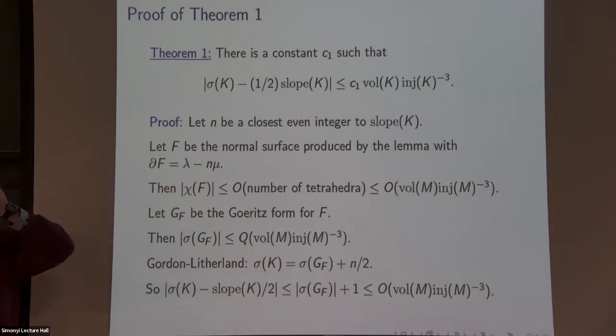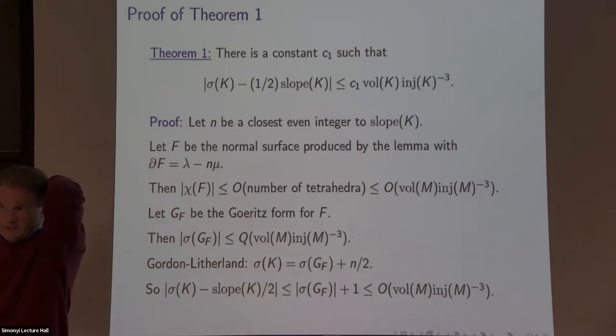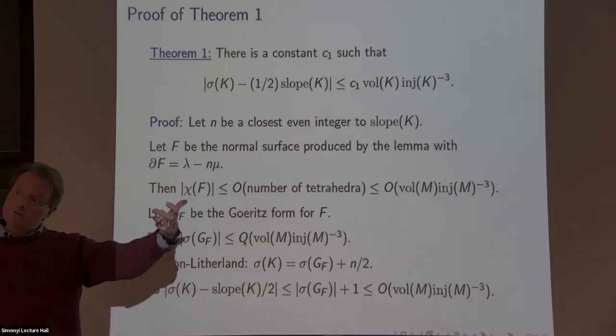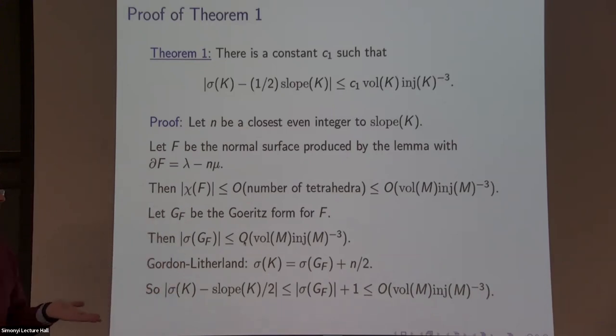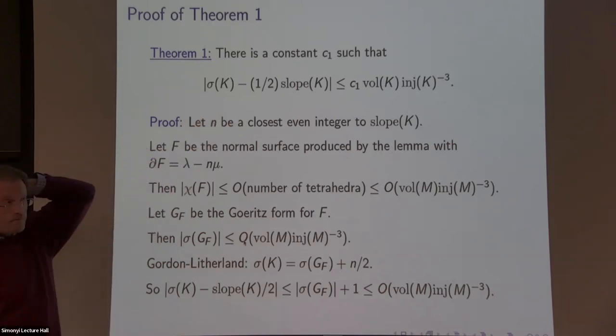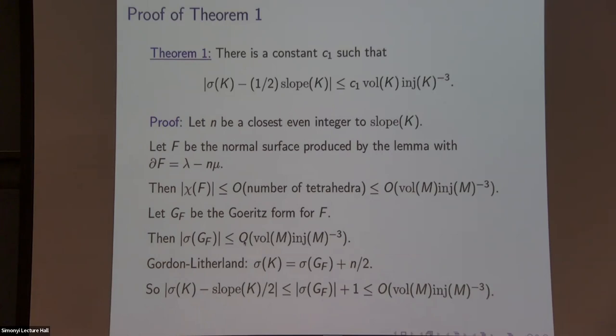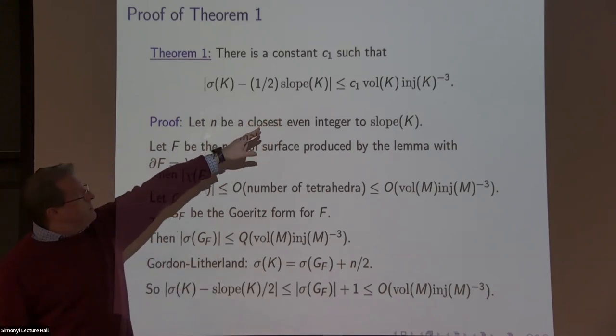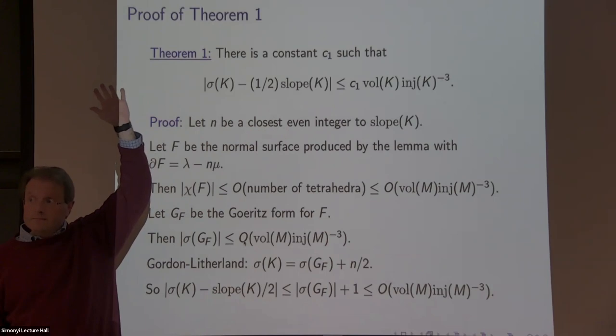Yeah. So in fact, those examples, like for example, the highly twisted knots that Andras showed before, gave examples where the volume is bounded, but the signature is growing in an unbounded way. And that's how we were able to show that the original conjectures were wrong. But typically, the signature differs from half the slope by, say, the square root of the volume.